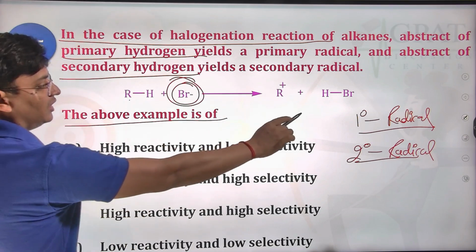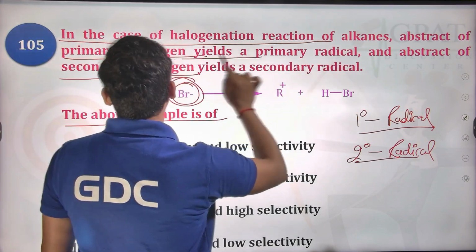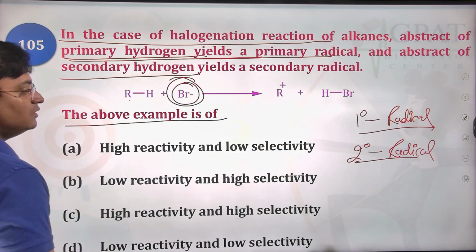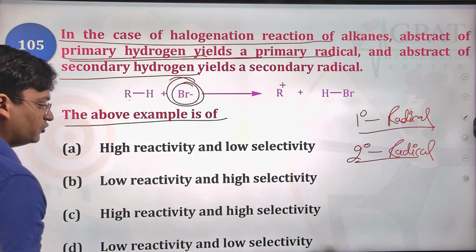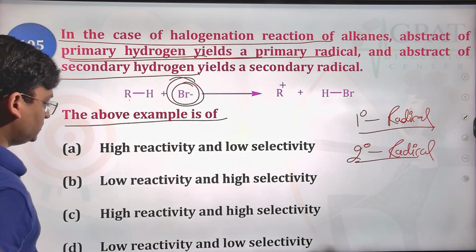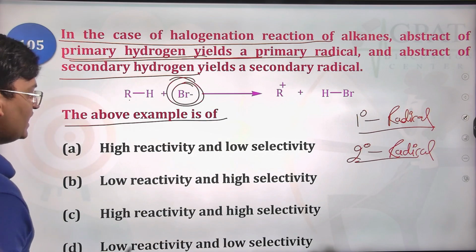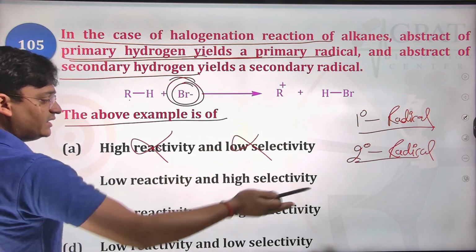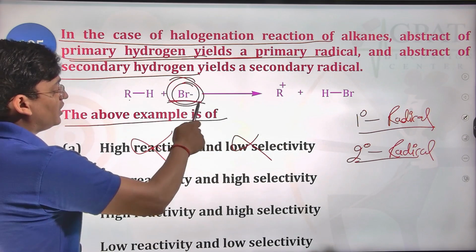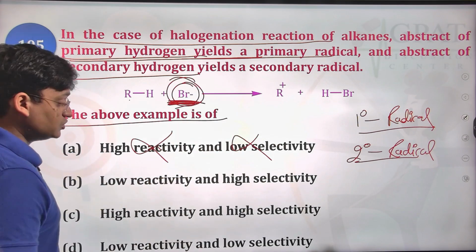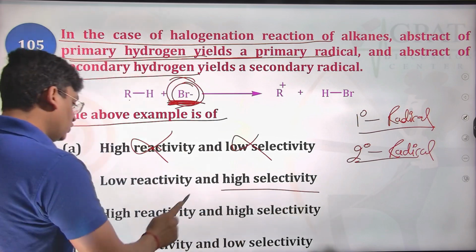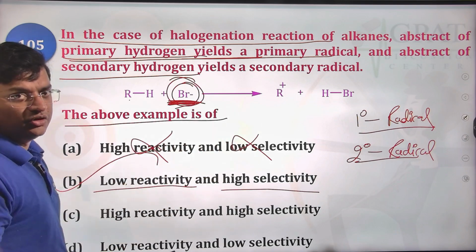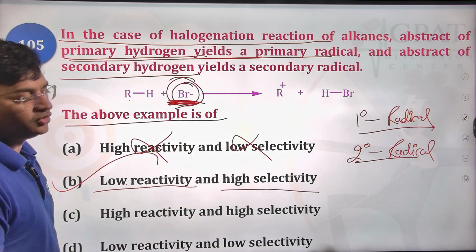So abstraction of primary hydrogen will be more reactive, and abstraction of 2 degree radical will show more selective nature. So 1 degree is not possible. We are having 1 degree as high reactivity, no. Low selectivity, no, not at all possible. High selectivity will be shown, since it's a bromine, we are having bromine radical. So we will have high selectivity while low reactivity. 1 degree radical formation is not going to be shown by the bromine.